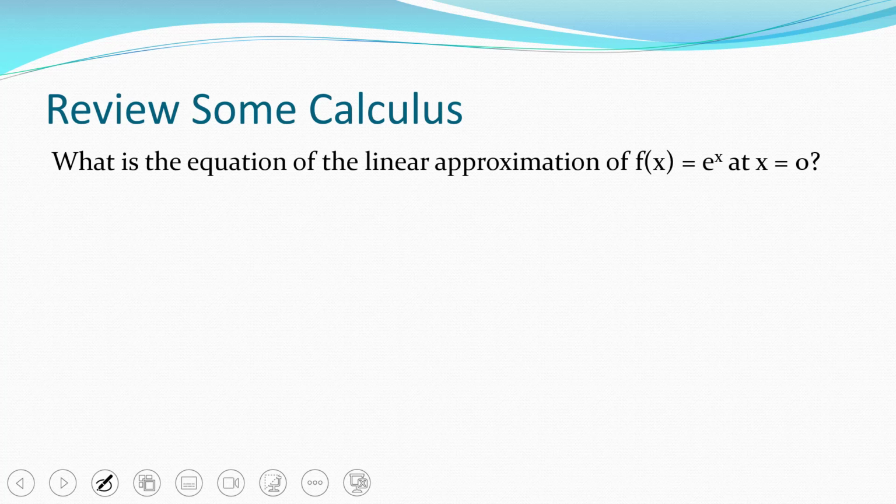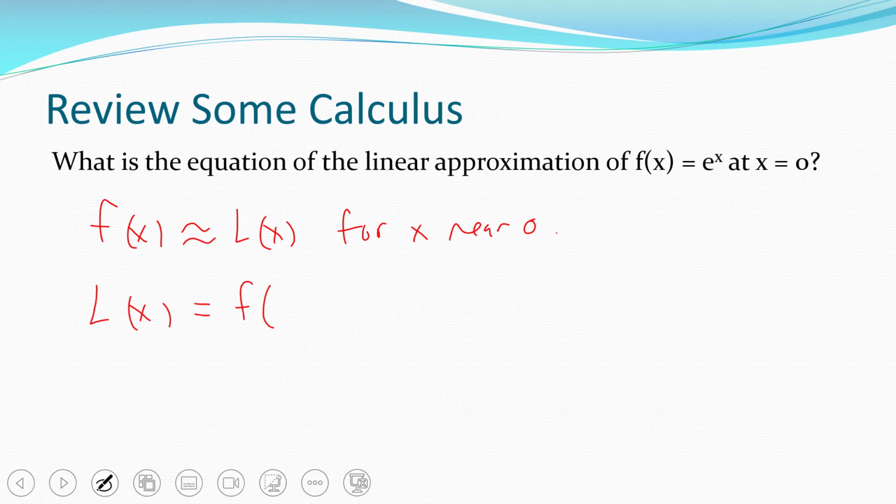Let's do a quick application then. So I want to know, what is a linear approximation of e to the x at 0? Now you remember a linear approximation. So the function's values are about equal to the linearization for x near 0. So the linearization then is f of a, which here is 0, plus f prime of 0 times x minus 0.